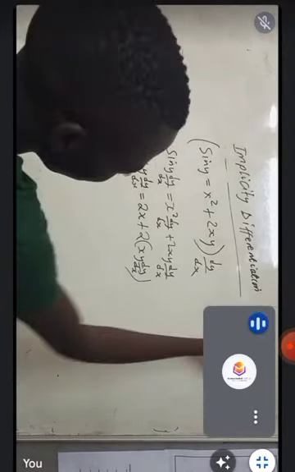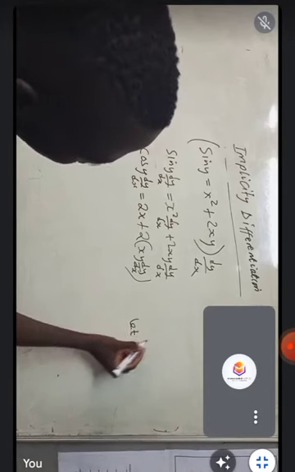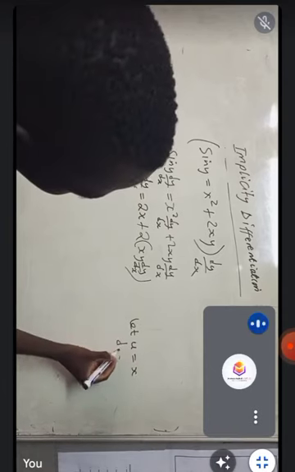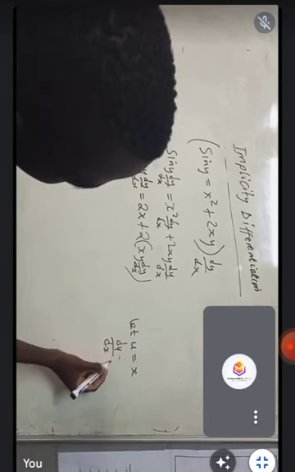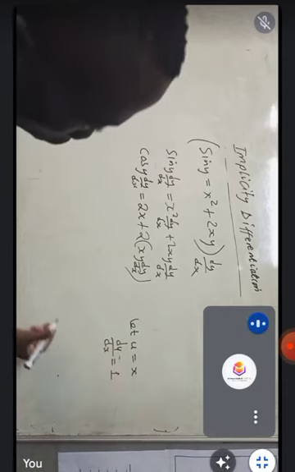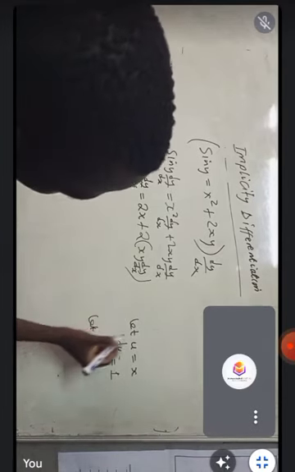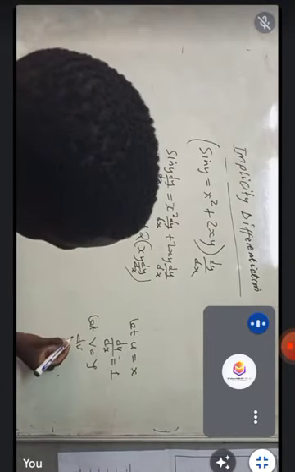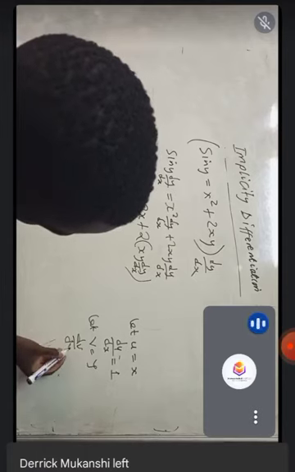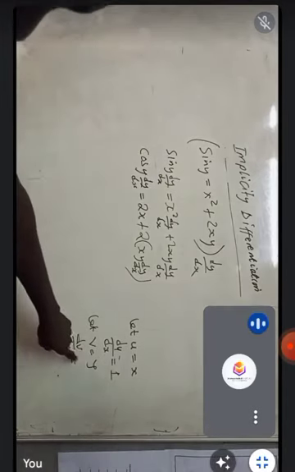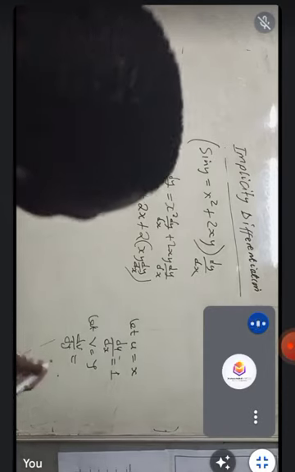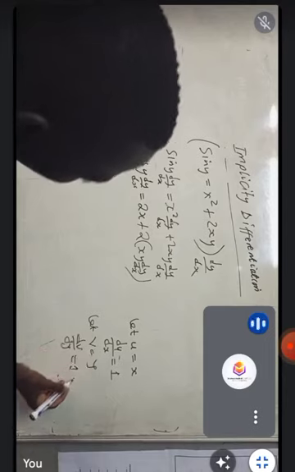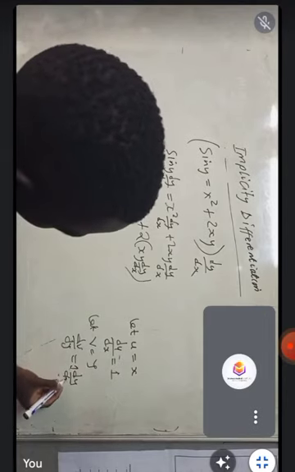So I'll say let my u equal to x. Then I'll differentiate u. So I'll have du with respect to x. This is just 1. Then I'll say let v equal to y. So dv with respect to y equal to. Now, what is the differential of y? This is just 1. So since we are differentiating y, we are going to have dy dx.